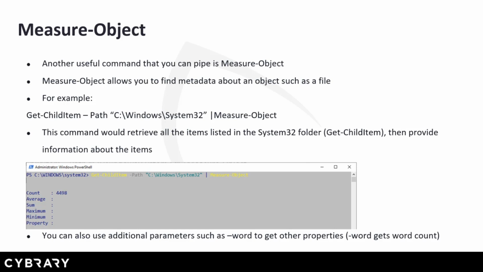There are additional parameters, just like with Format-Table and Format-List, that you can use to find more information. One of the very useful ones is -Word. -Word gets word count. So that's pretty cool if you're working on a file like a Word file or another type of document. You can actually get word count without opening the file.